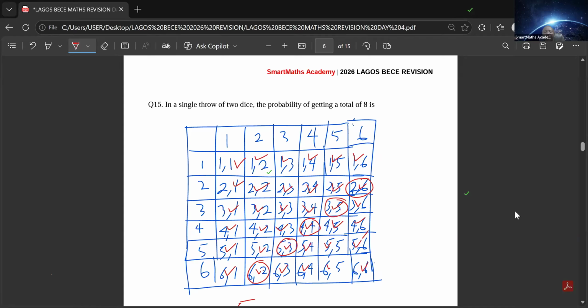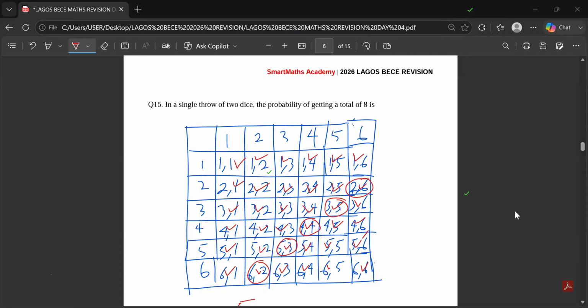So instead of you doing that, you can come up with a table. The first dice will be at the top. Let's say this is the first dice, and this is the second dice. So from there, this 1, 1, 1, 2, 1, 3, 1, 4, 1, 5, 1, 6, 2, 1, 2, 2. So that means when you do it this way, you have 2, 1, 2, 2, up to 6, 6.